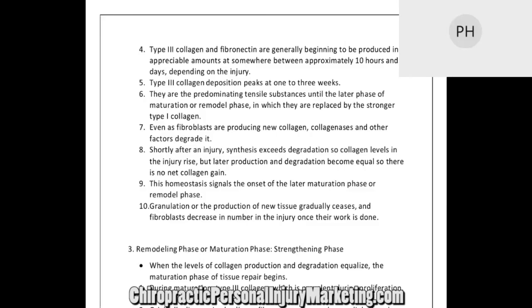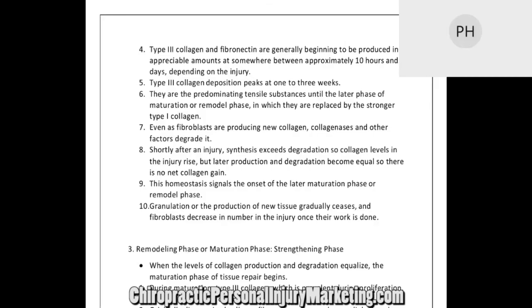This homeostasis signals the onset of the latter maturation phase or remodel phase. Let me say that again. Shortly after the injury, synthesis exceeds degradation, so collagen levels in the injury rise. But later, production and degradation become equal, so there's no net collagen gain. That's the beginning of the remodel phase.